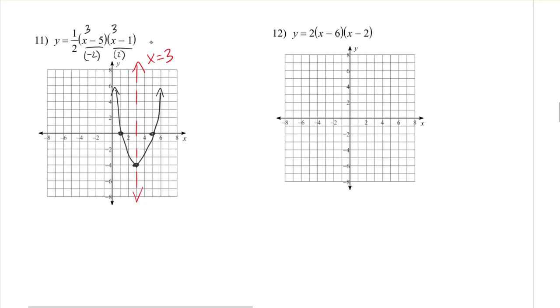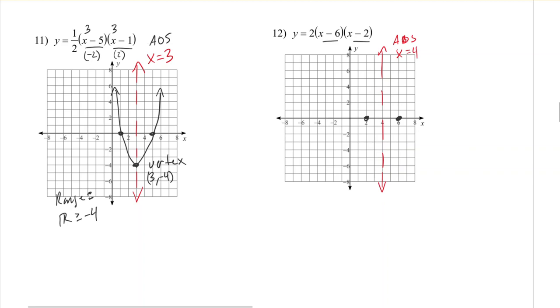So our axis of symmetry, that's x equals 3. Our vertex is 3, -4. And our range is all real numbers that are greater than or equal to -4. 12, we're crossing at 6, and we're crossing at 2. So that means our axis of symmetry is x equals 4. AOS, x equals 4.